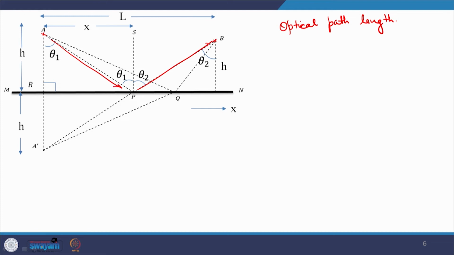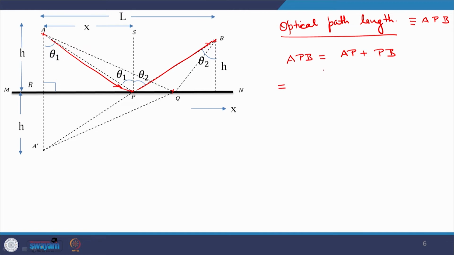For a while assume that the ray falls on the mirror at point P, although there is an equal probability that it may fall on point Q, but for starting our calculation we assume that the ray path is APB, and we will check whether this ray path is extremum or not. The optical path length is here, the path length A, P and B. How to know whether APB is extremum or not? Let us see. APB is equal to AP plus PB.